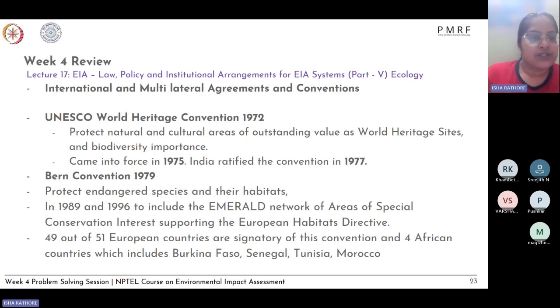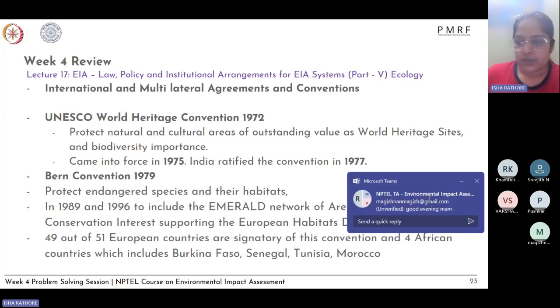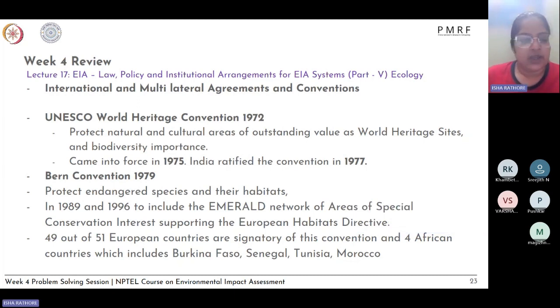Then the Berne Convention of 1976 aimed at protecting endangered species and their habitats. In 1989 and 1996, they included the Emerald Network of areas of special conservation interest, supporting the European Habitat Directives. And 49 out of 51 European countries are signatories to this Berne Convention. And for African countries, these include Burkina Faso, Senegal, Tunisia, and Morocco.